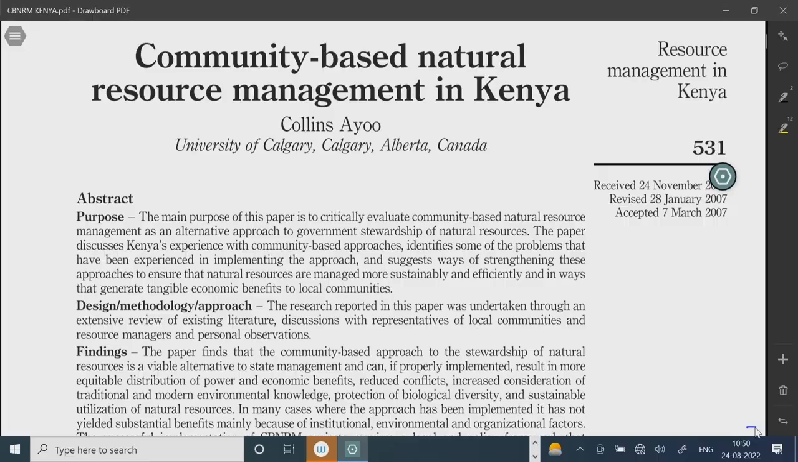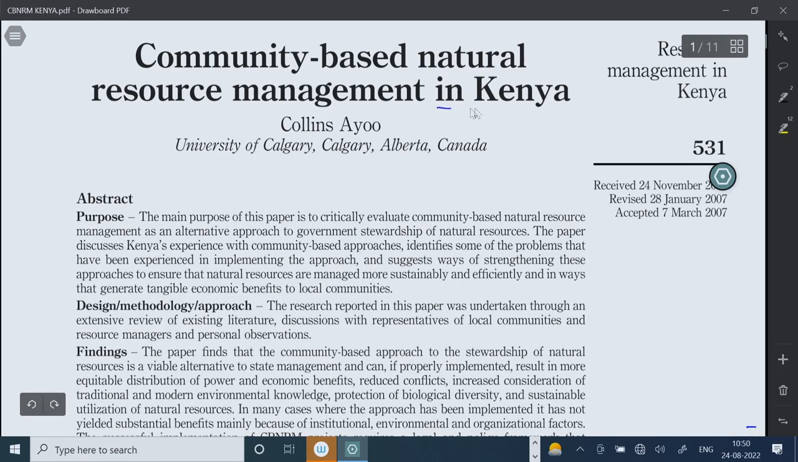Welcome to today's lecture. Today we will be discussing a paper which has been written on community based natural resource management, and a case study that we will discuss in Kenya. Now, why Kenya? That question might come to your mind.